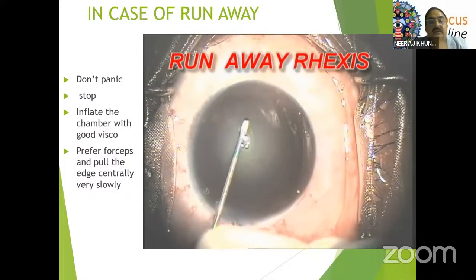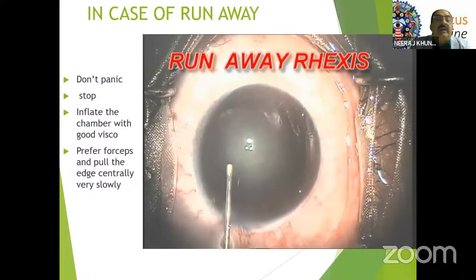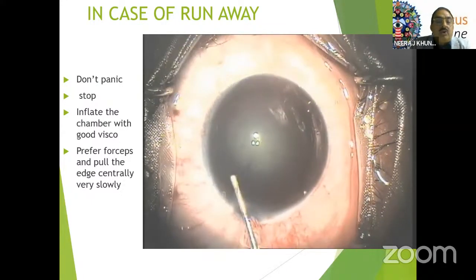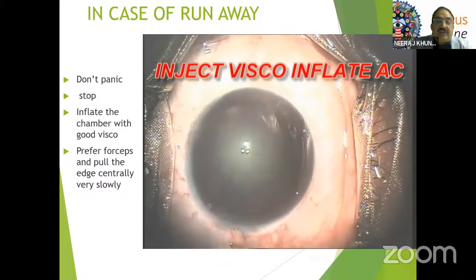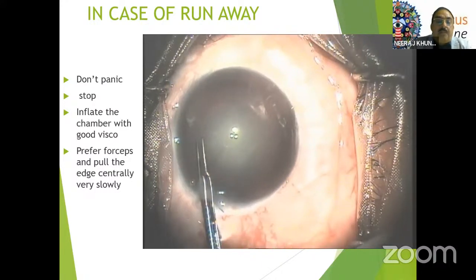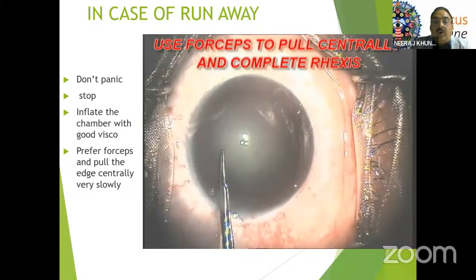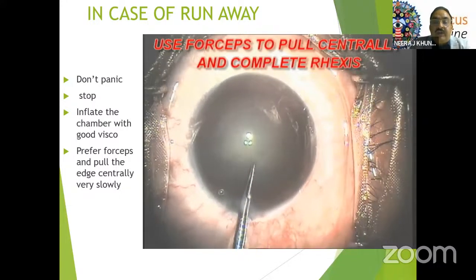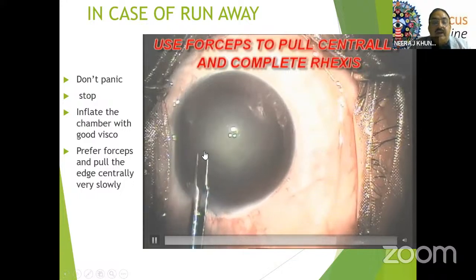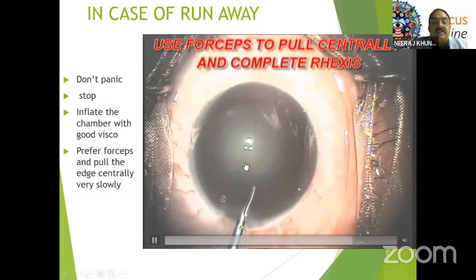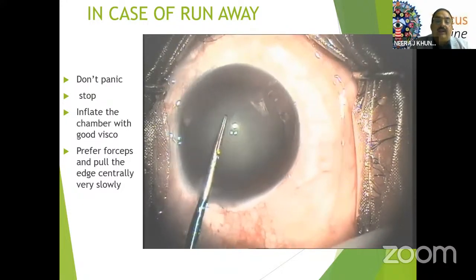Now this is a case of runaway rexes. You can see that we are going and then we are seeing that the rexes is going out. So don't panic, stop. Inflate the chamber with good visco. And now you prefer the forceps. And use the forceps now, not the tangential force. Now we are using the force centripetally. I think you can see here, we are using the force here centripetally. So thus we can bring back the rexes and make it complete.